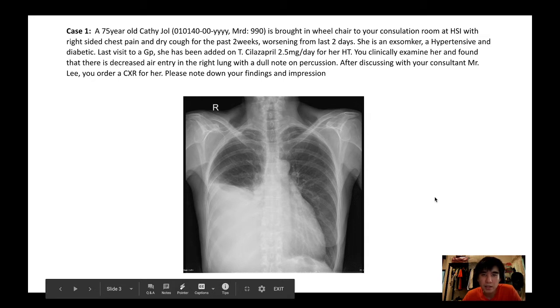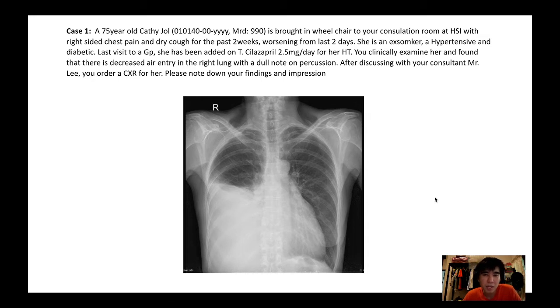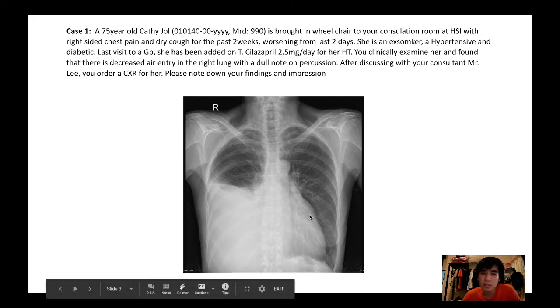So next, go systematically. I have a mnemonic ABCDE. A stands for airway. Check the trachea. So the trachea looks central here. No, I'm not sure what's going on here. Should be normal. I'm not sure. B stands for breathing or lung fields.